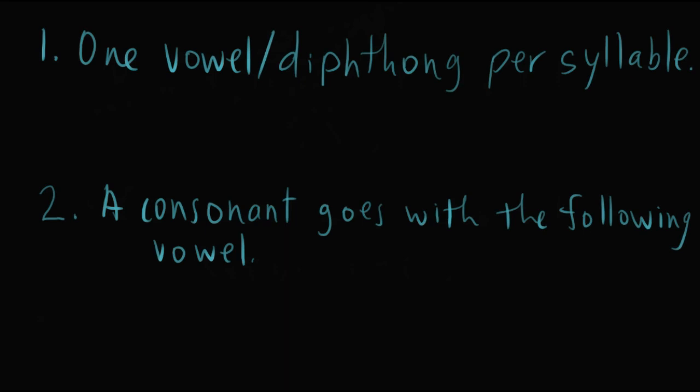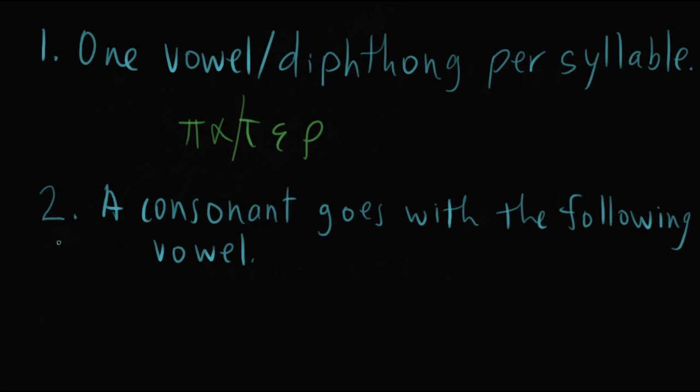So the first rule is that you can only have one vowel or one diphthong per syllable. So let's just look at an example. So the word pater. So you have two vowels here. You have three consonants. So you would divide it right over here, and this would give you one vowel in this syllable, one vowel in this syllable. So that's the first rule. Only one vowel or diphthong per syllable.